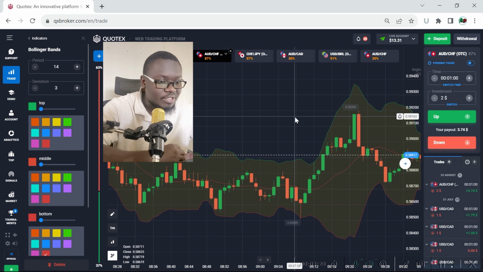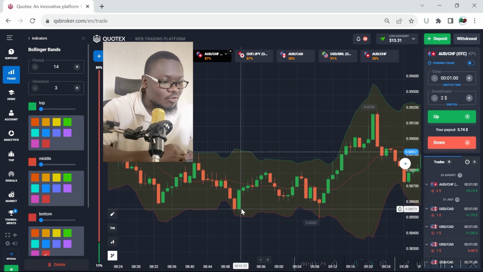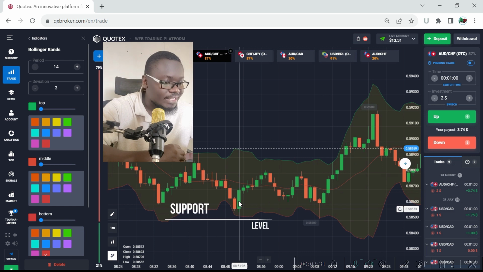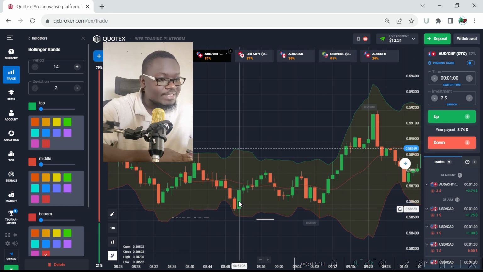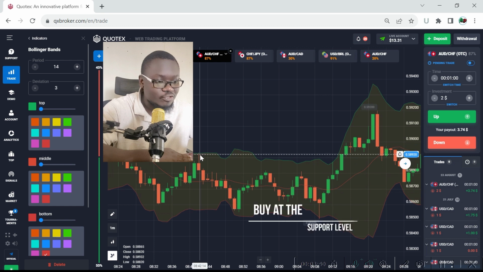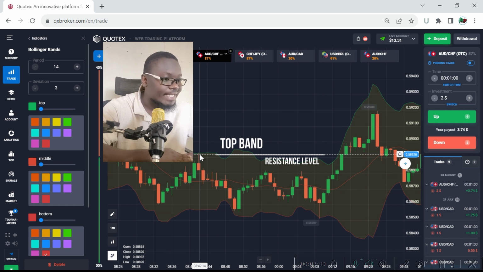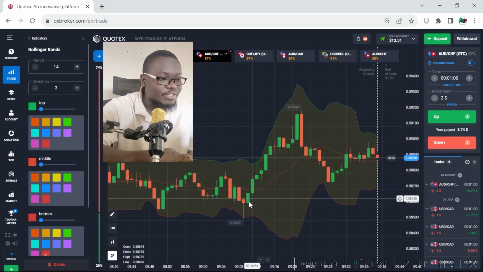These are called the Bollinger bands. When the price gets to the bottom of the band, consider that band your support level. So what do we do on the support level? We trade upwards, and if it gets to the top band, then we consider that Bollinger band the resistance level, so we can trade down on that. But the most ideal way to trade with the Bollinger bands is to wait for a break.